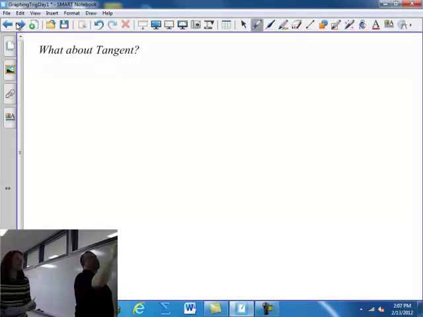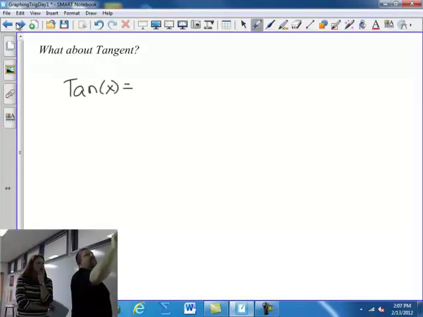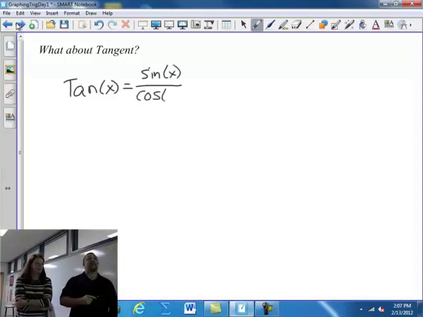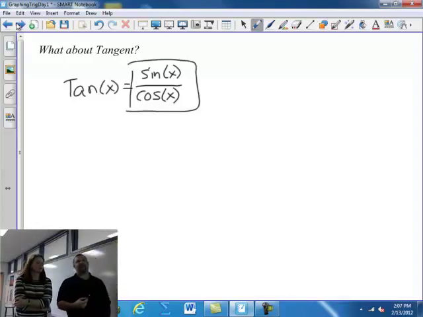No, I'm kidding. We talked about tangent earlier in the previous part of the lessons. Tangent was sine divided by cosine, yes? Okay. Now, if I have a function written as a fraction, what happens when the bottom is 0? You can't do that. You can't divide by 0.